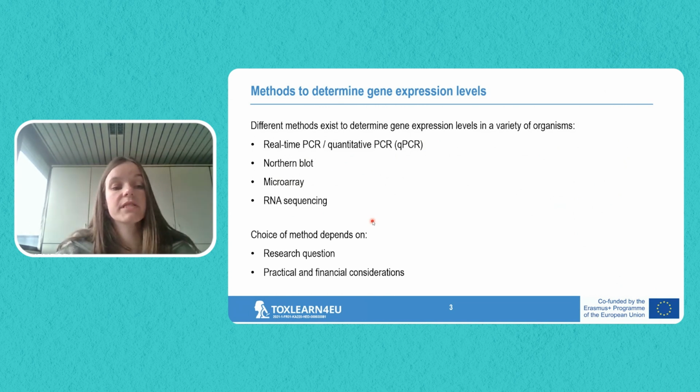Because techniques like real-time PCR and Northern blot focus on the expression of one or only a small number of genes, whereas microarrays measure the expression of thousands of genes, and with RNA sequencing, you even measure the expression of all genes that are expressed in a certain organism. But of course, you also need to take into account practical and financial considerations, because some methods are more time-consuming than others, and also some methods are more expensive than others.